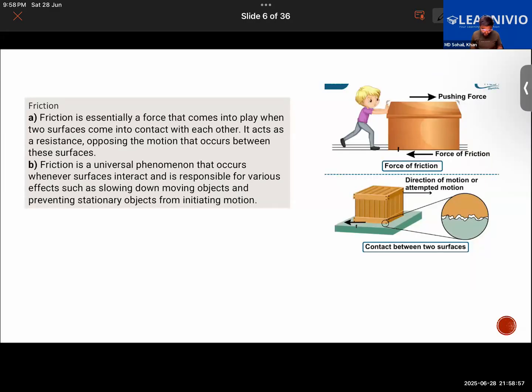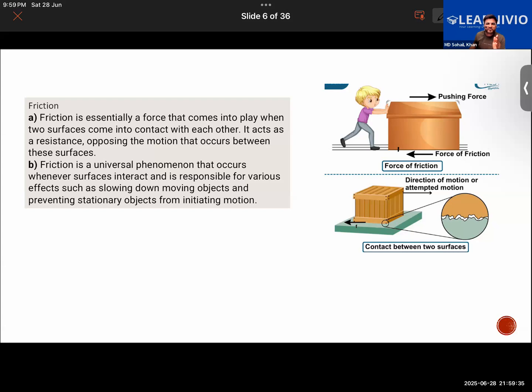Okay, moving further. Friction, as we have already learned, is essentially a force that comes into play when two surfaces come in contact with each other. It acts as a resistance opposing the motion that occurs between these surfaces. Further, it's a universal phenomenon. What does the term universal phenomenon mean? Universal, you understand, like something that's applicable everywhere.